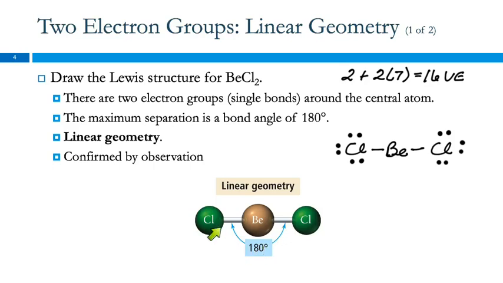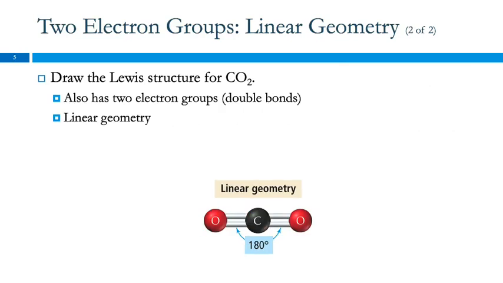Anyway, this is the angle, it's 180 degrees. So that's what VSEPR theory predicts for this compound, and it's confirmed by observation. All of these shapes have names, and this one's called linear because they're in a line. We're not trying to be tricky here, really. Let's look at another one, carbon dioxide.